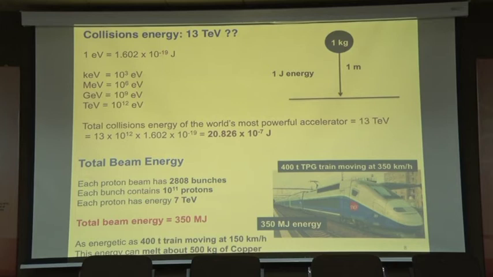In the macroscopic world, a 1 kg object falling down from 1 meter will hit the ground with about 1 joule. So compared to the macroscopic world, this world's most powerful accelerator, with millions and millions of dollars invested in it, has a total energy of only this much, which is small. And with this energy what are we trying to do? We are trying to reach a temperature which is at the beginning of the universe, right?